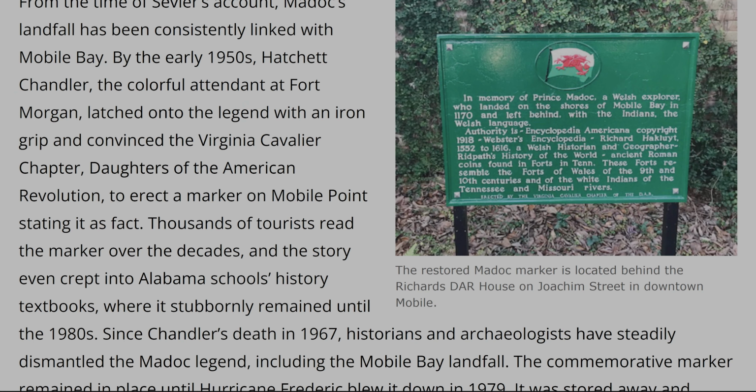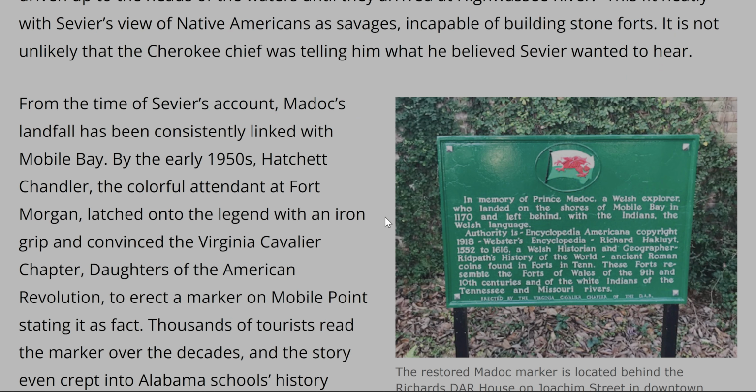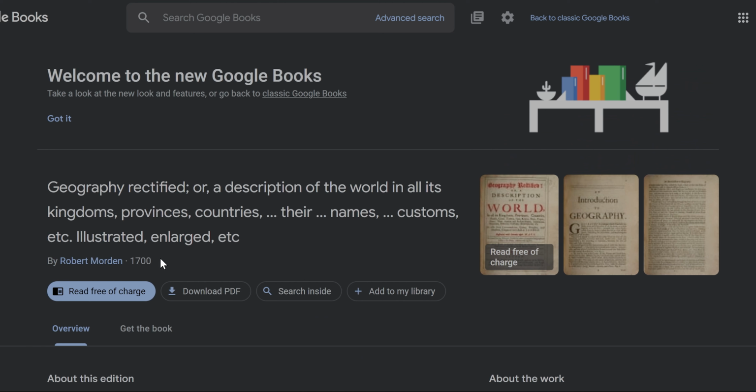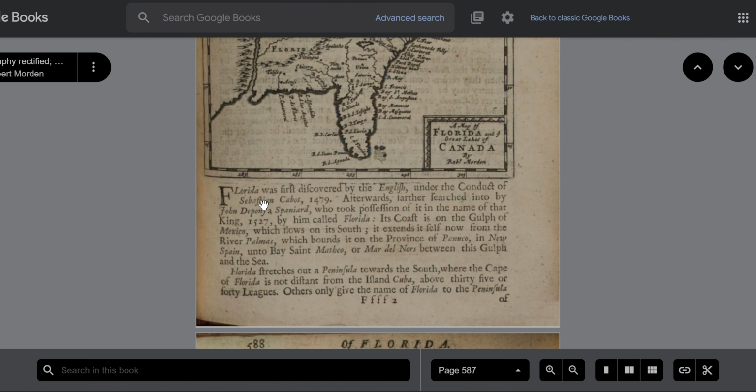In fact, if you go to Mobile Bay in Alabama, you can actually find this monument that says, in memory of Prince Maddox, a Welsh explorer who landed in Mobile Bay in 1170 and left behind with the Indians the Welsh language. Let's look at this book, which comes from 1700. Florida was first discovered by the English under the conduct of Sebastian Cabot in 1479. So look at that. That's saying in 1479, Sebastian Cabot discovered America, which would be before 1492.